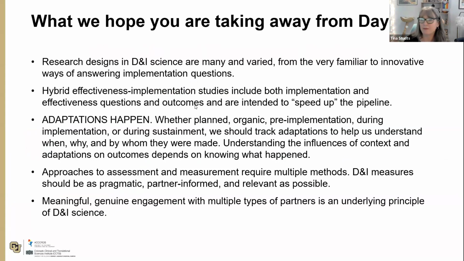We're hoping you're taking away from this that there are lots of different research designs in D&I that you can use. Some of them are really familiar, look like all research, but some are really innovative. Those hybrid effectiveness implementation studies are amazing because they give us a chance to simultaneously look at both types of outcomes, whether one is exploratory and the other is primary, or whether they are both the main focus of the project. They're intended to really speed up that timeline, that drag that we have of translating research into practice.